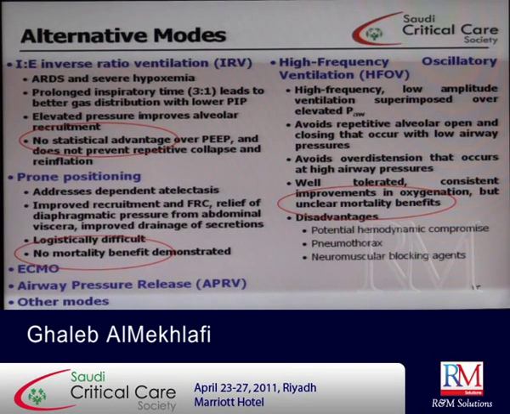Here, there is improvement of oxygenation, that is the high frequency, only improvement in oxygenation, but no clear mortality benefits. So, if you are still using the old modes, they are still the principal types of mechanical ventilation used everywhere in the world.